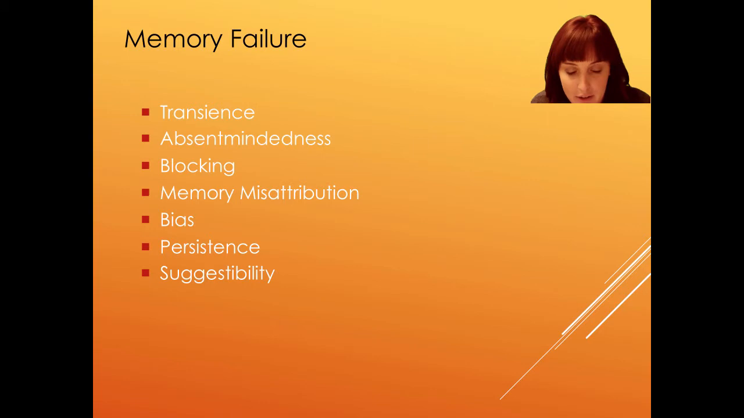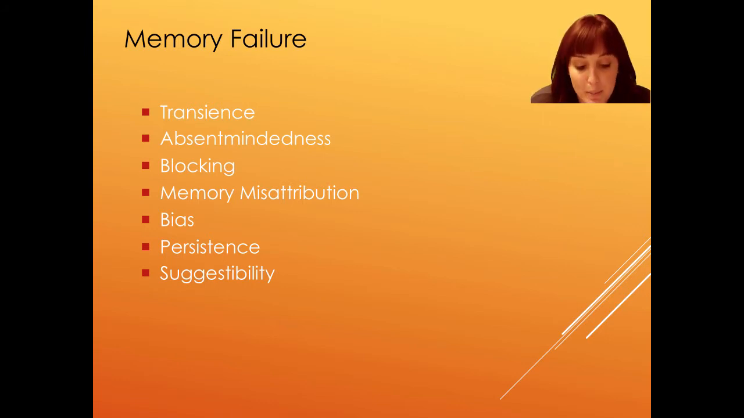There's memory misattribution. Misattribution is assigning a memory to the wrong source. So I mentioned to you the case of Timothy McVeigh and the Murrah Building. And this was a case of memory misattribution. He gave his memory to the wrong man, and then the wrong man was actually caught in the beginning. They fixed it. They sorted it all out, no worries.